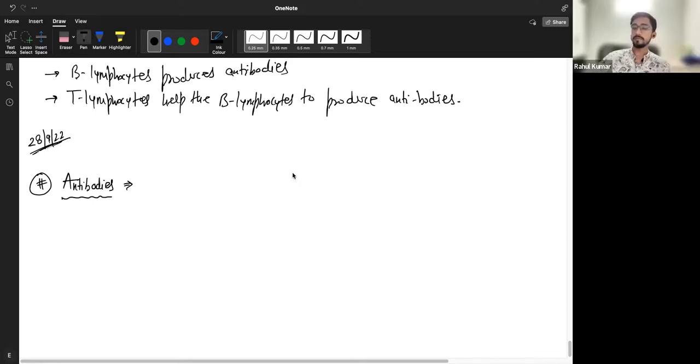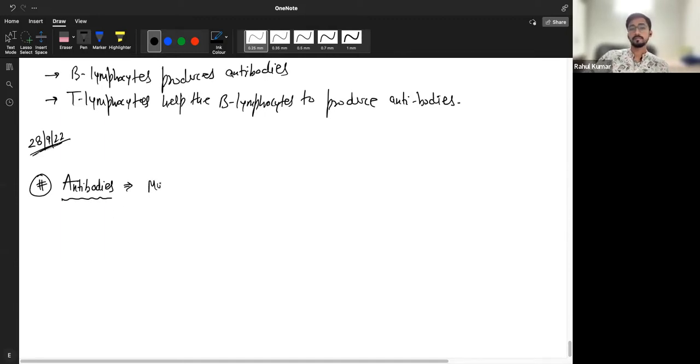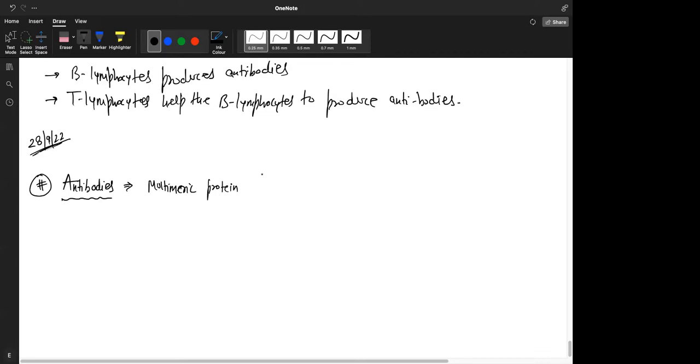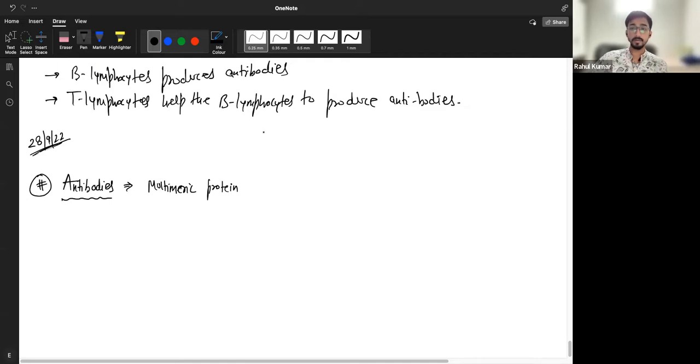An antibody is a multimeric protein. What do I mean by multimeric protein? It has multiple varieties of protein. It has multiple components that assemble together to become one antibody. Very specifically 4.